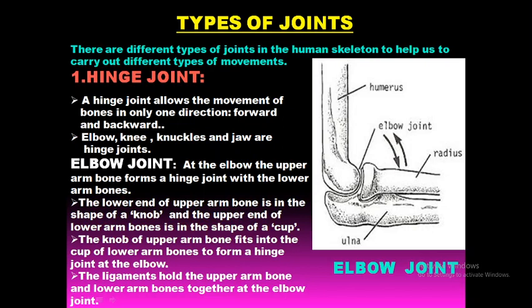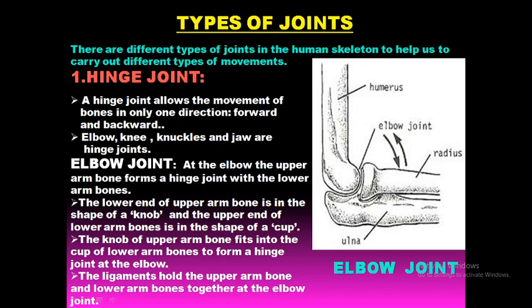So what is happening? The lower end of the upper arm bone is in the shape of a knob, and the upper end of the lower arm bone is in the shape of a cup. So the knob of the upper arm bone fits into the cup of the lower arm bone to form a hinge joint.